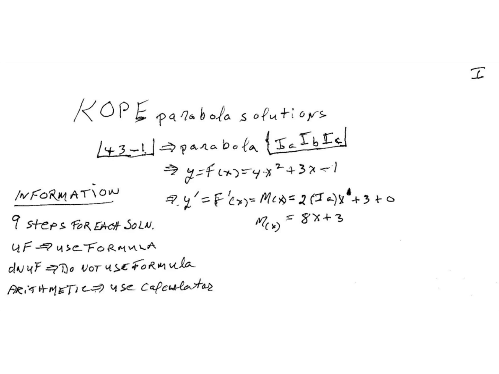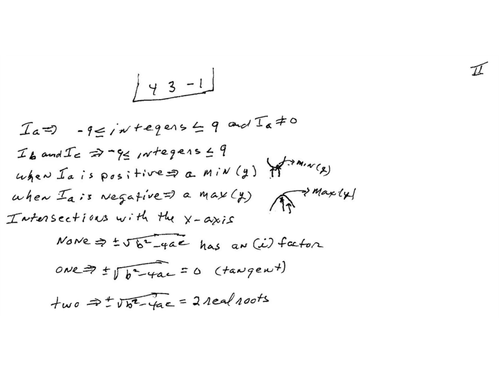Y prime equals f prime of x equals m sub x. And that turns out to be 8x plus 3. UF means use formula, D and UF means do not use formula. Arithmetic, use a calculator. There's a second bracket here.